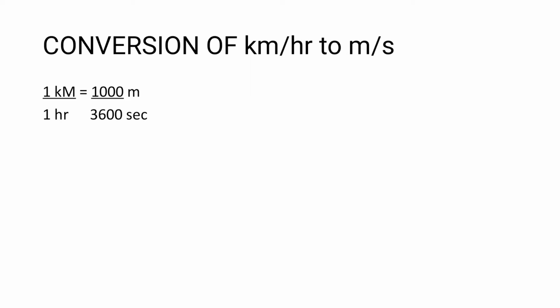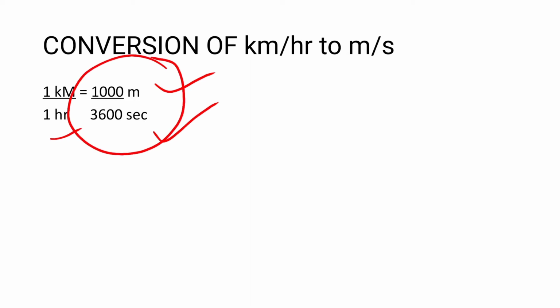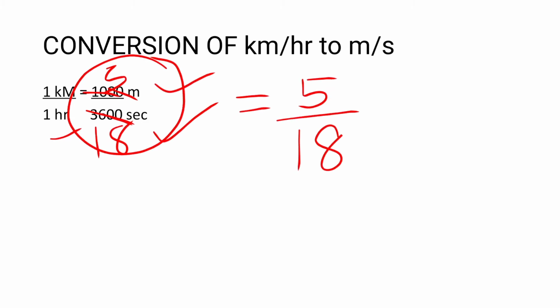Now conversion of kilometer per hour. What is 1 kilometer? 1 kilometer is 1000 meter. And what about 1 hour? It is 3600 seconds. So 1 kilometer per hour means 1000 by 3600 meter per second. Now the double zeros can be cut down. Then 10 by 36 we can cut by 2, that is 5 by 18. So 1 kilometer per hour is 5 by 18 meter per second.